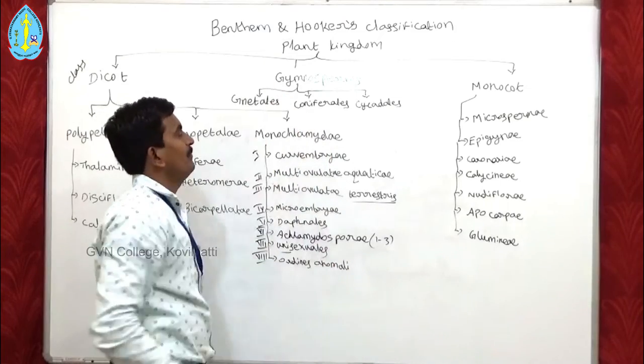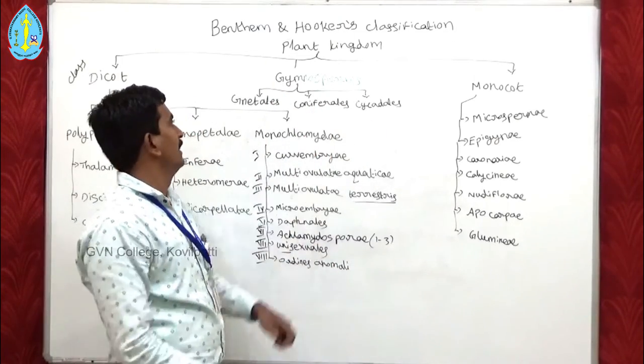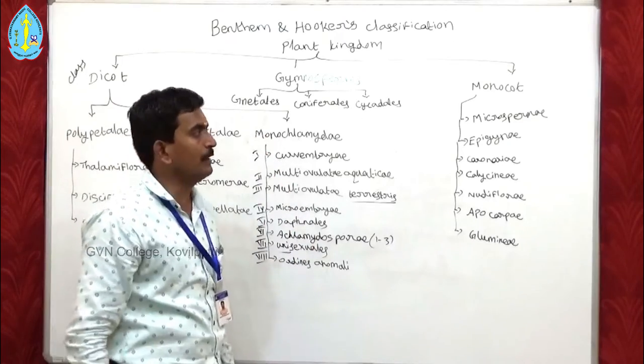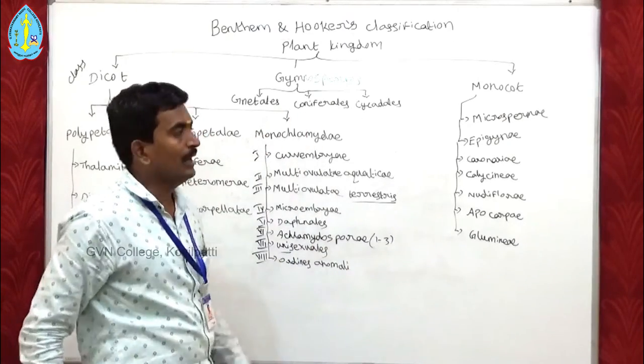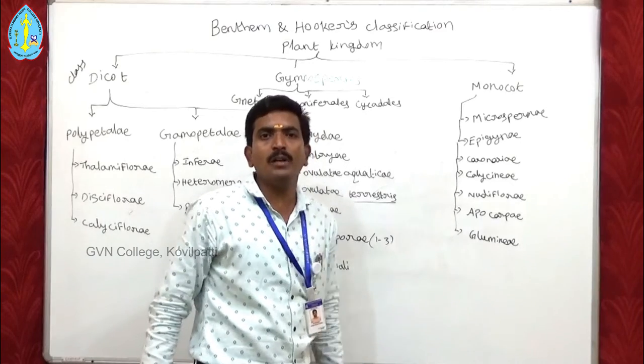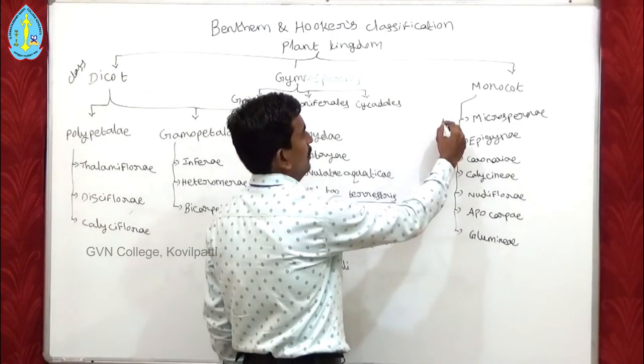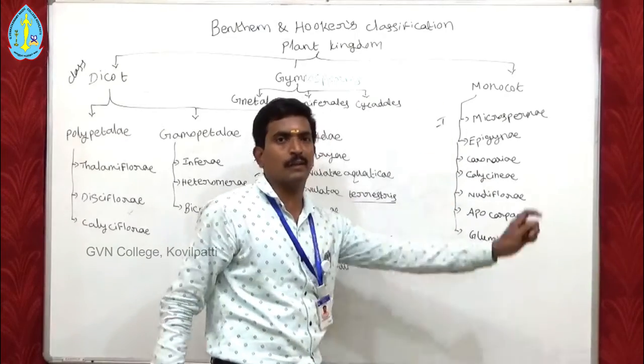Again, the gymnosperms: Bentham and Hooker classified the gymnosperms into three orders: Gnetales, Coniferales, and Cycadales. Let me see monocotyledons. Bentham and Hooker classified monocotyledons into 7 series.